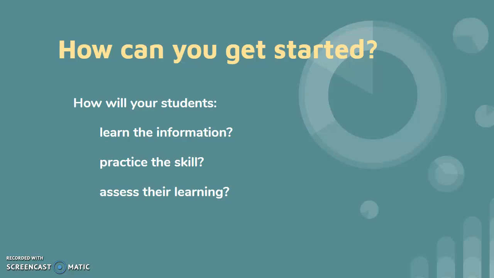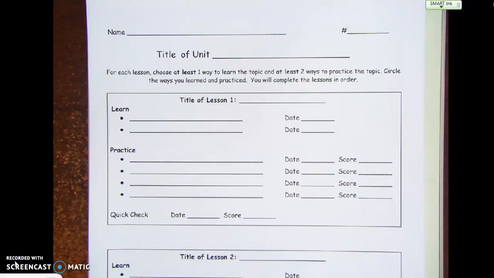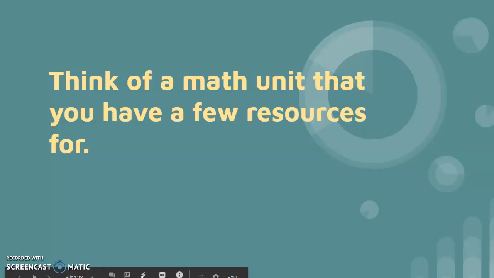So for this video, we're going to focus on setting up our planning sheet for students and how they're going to choose to learn the information. For the video, you need a blank planning sheet and something to write with. This is what a blank planning sheet will look like. Normally I have everything typed, but as we fill it out today, I'm going to fill it in with my own handwriting.